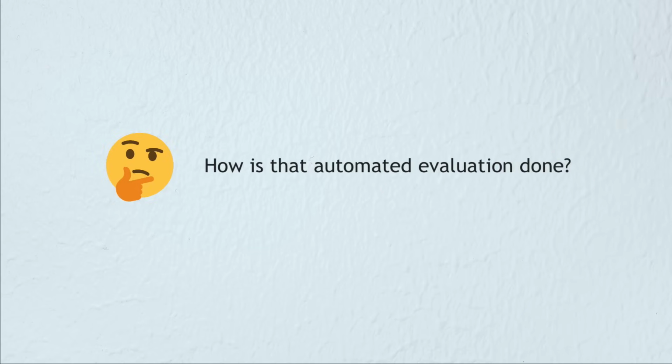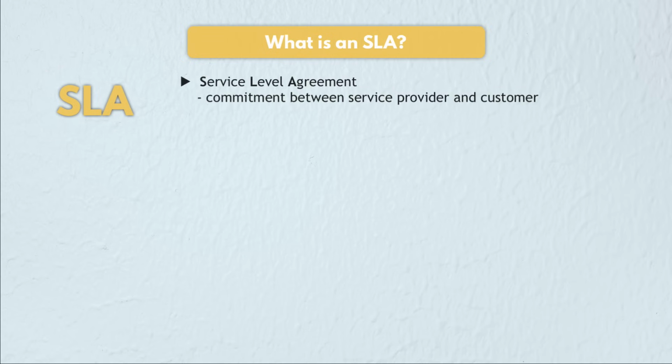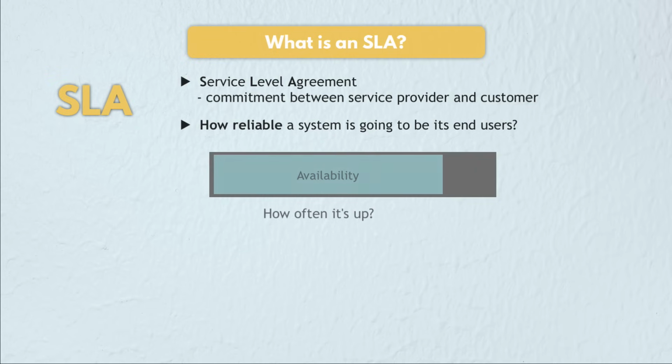Now, how is that automated evaluation done? The way it works is using what's called SLAs. So what is an SLA? An SLA is basically how reliable a system is going to be to its end users. So how often it's going to be up and how often it's going to be down. And it's expressed in percentage.